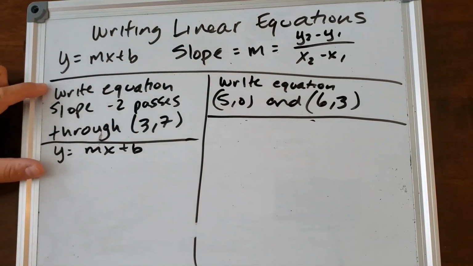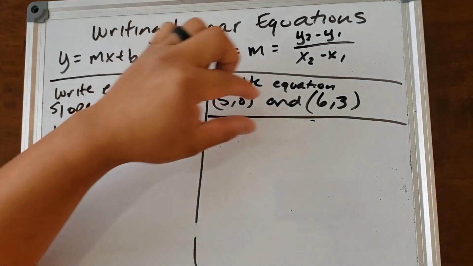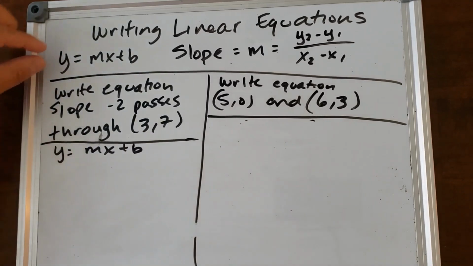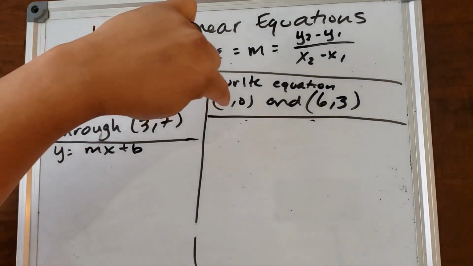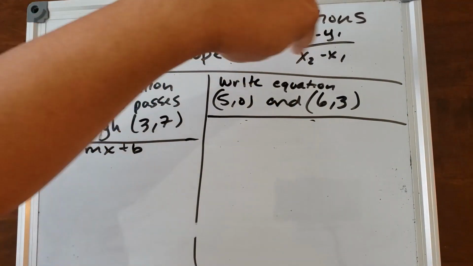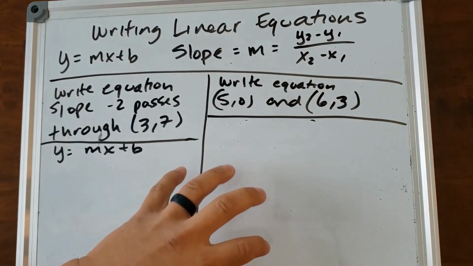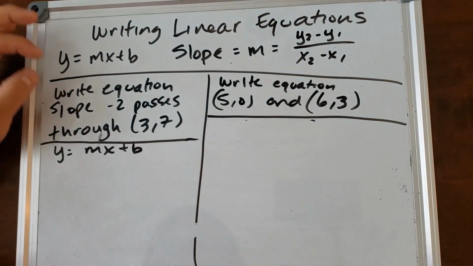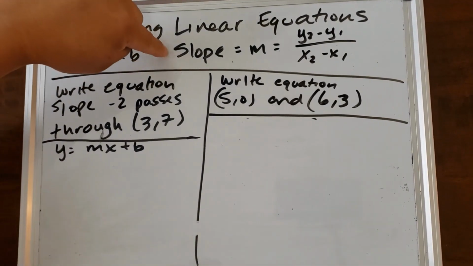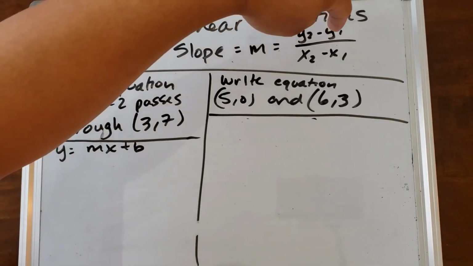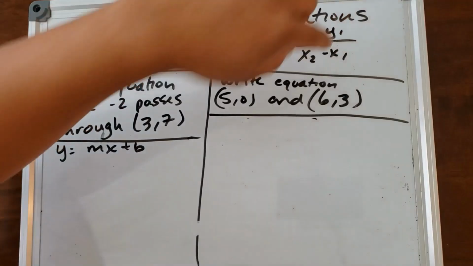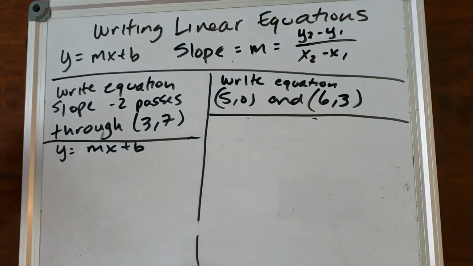Now, in some of these examples, we're going to be given the slope, and in some of them, we're not. If we're given the slope, we can just go straight into this equation. If we're not given the slope, we have to find the slope first, and then we'll find the equation of the line. If you remember, the formula for the slope is y2 minus y1 over x2 minus x1, and we'll get more into that when we get to that example.